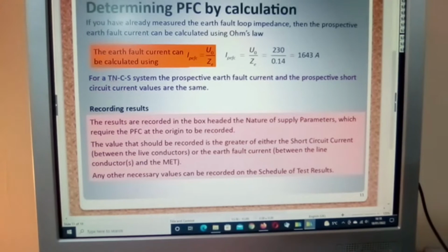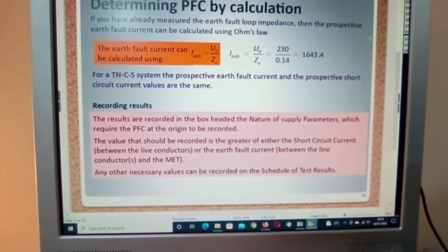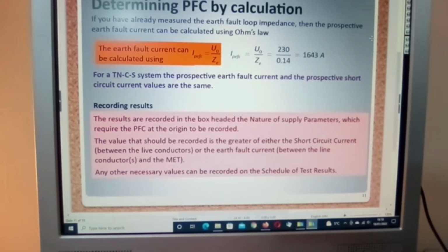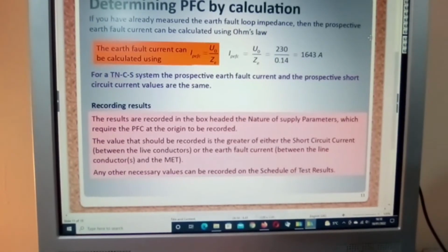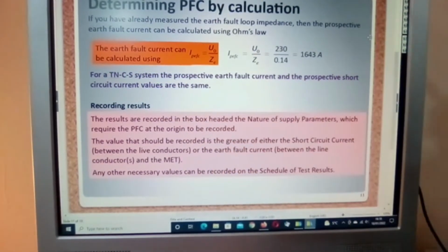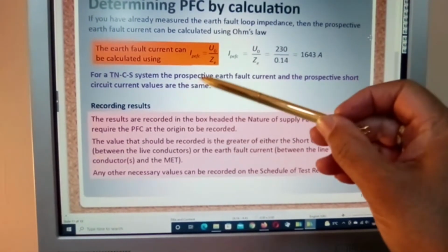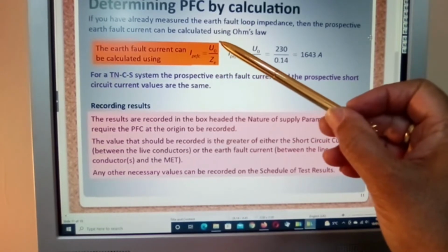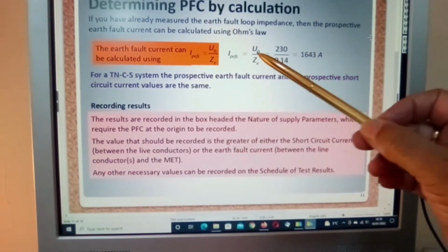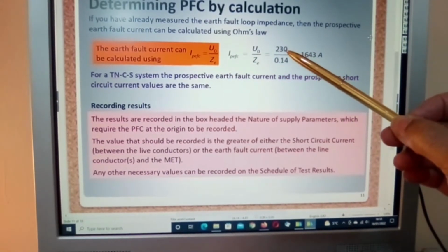Now, determining PFC can be done by calculation. If you have already measured the earth fault loop impedance, then the prospective earth fault current can be calculated using Ohm's law. Now, the earth fault current can be calculated using I PEFC equals V out over ZE, voltage over ZE. Okay. Now you notice that we're using 230 volts.